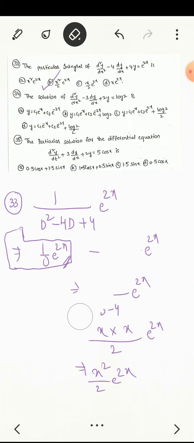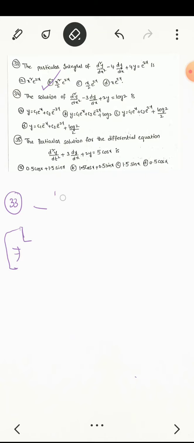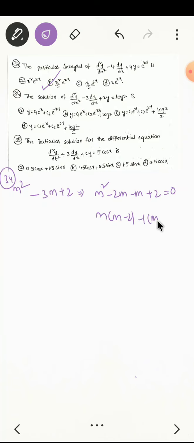Then let us solve problem number 34. What they are saying? They have given some function and they are asking you the solution. That means what? Both complementary function and particular integral. So let us first find complementary function. I am writing problem number 34, m square minus 3m plus 2. So I can write it as m square minus 2m minus m plus 2, because 2 ones are 2. So m into m minus 2 minus 1 into m minus 2. So I am getting m is equal to 1, 2.